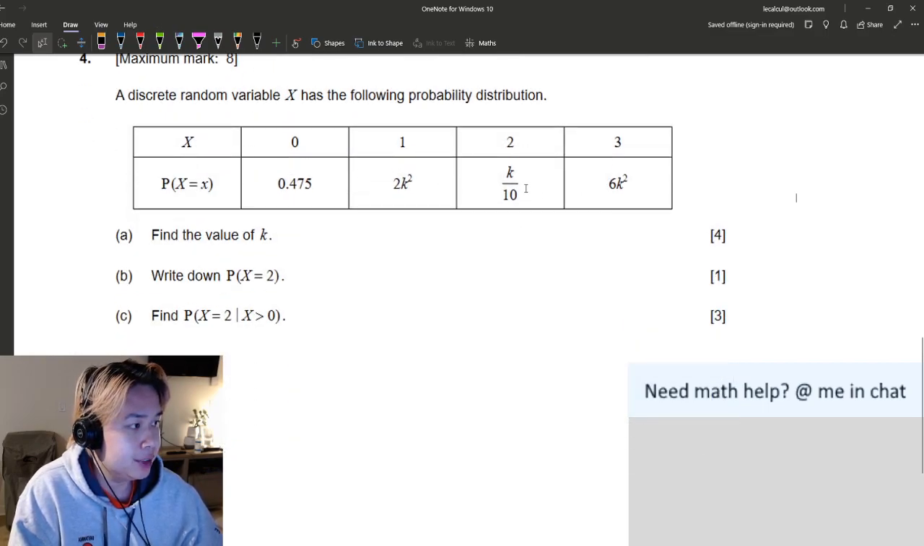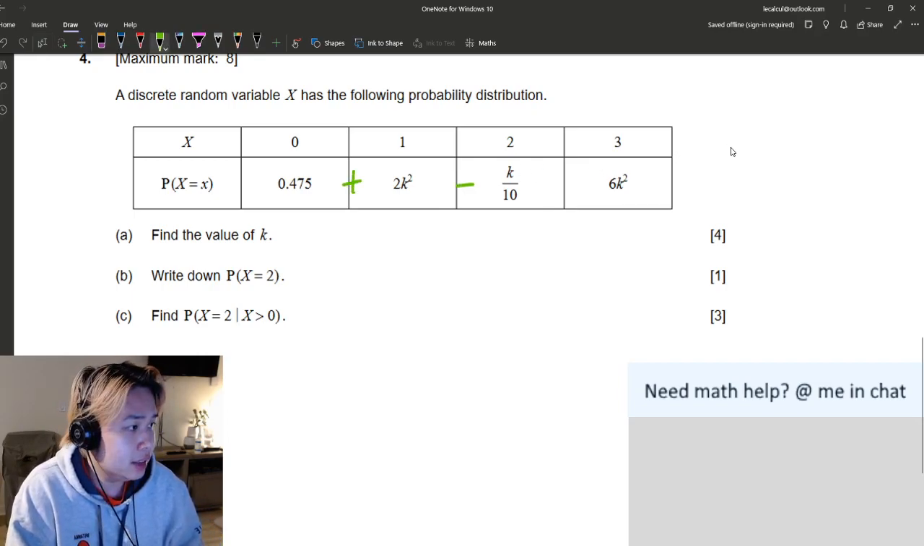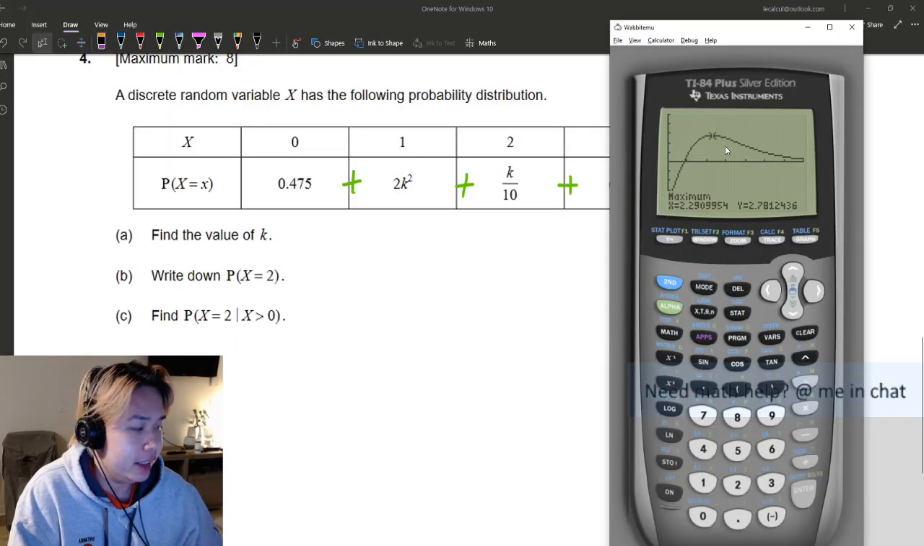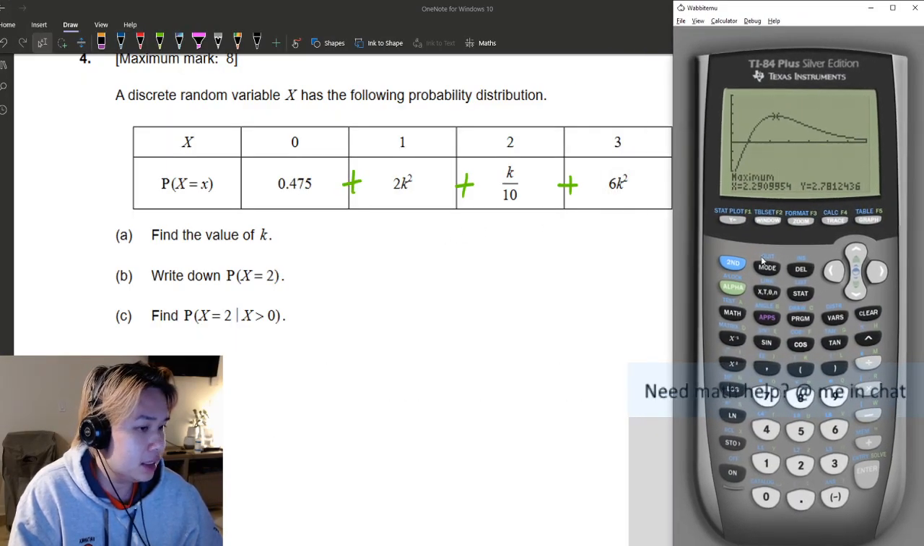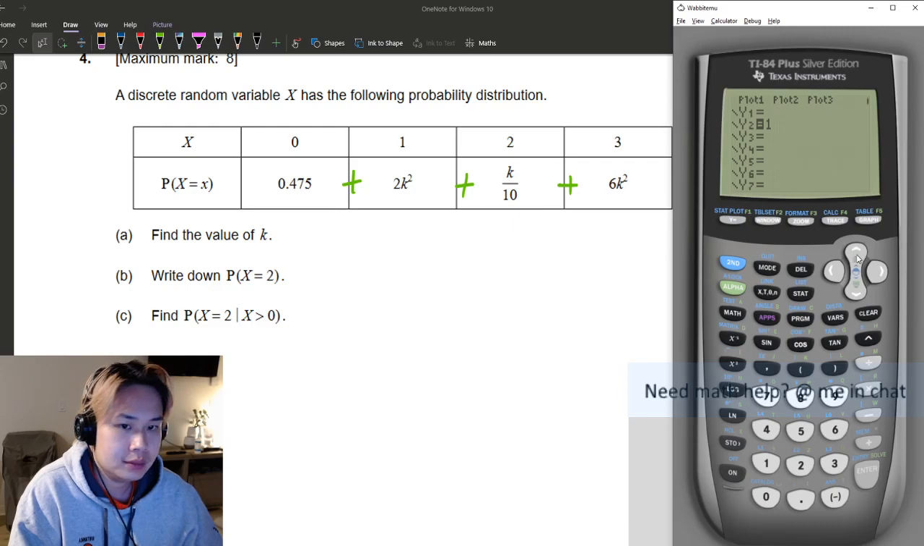And here we have a table for the probability of a discrete random variable. And we need to find the value of k. So as you know, these are all of the probabilities. So when you add them up, this has to be one. Something has to happen. So what we can do is we can solve this equation on a GDC. Like I said from other videos, I don't like using the equation solver. I just would rather graph this function and then see the intersection with 1, which is what I'm going to do.